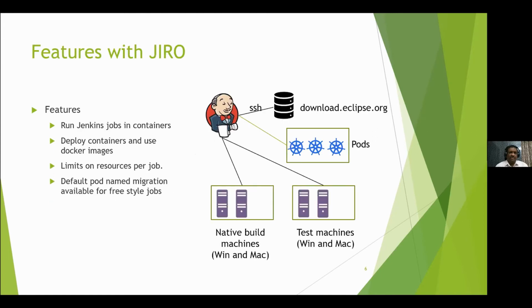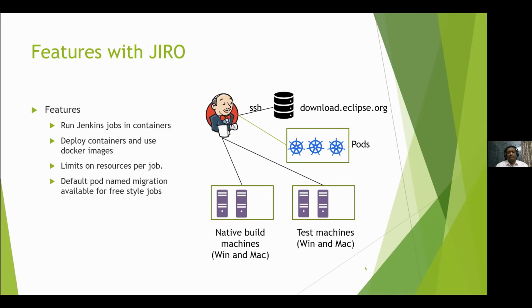Now let's see what new features we got with JIRO. With JIRO, we can run Jenkins jobs in a container, and this container can use a specific Docker image, and that Docker image can be created by project teams. Project teams can specify limits on resources per job, so that it doesn't encroach on another job instance.